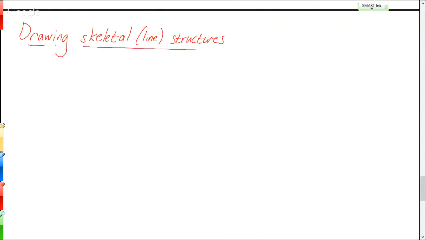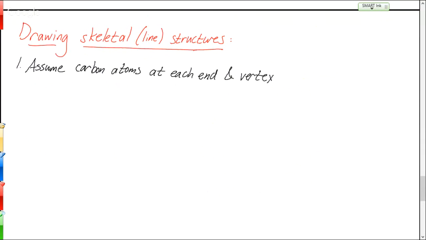The reason I use both those terms, I was taught that they were called line structures, so that keeps coming out of my mouth, but the book calls them skeletal structures, so I'm trying to go back and forth so we can use both those terms because they're both used. Okay, one. We're going to assume carbon atoms at each end and place where the lines come together, which is called a vertex.